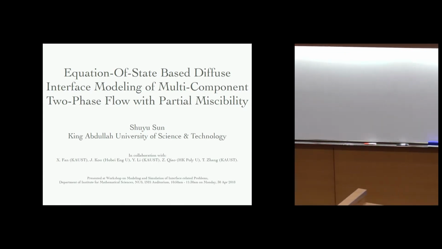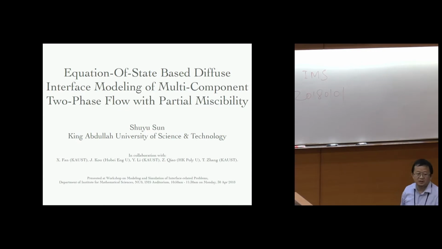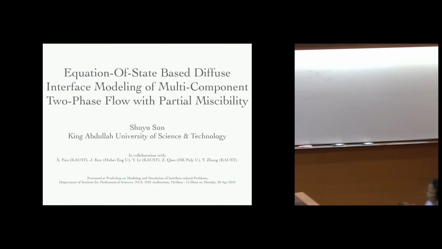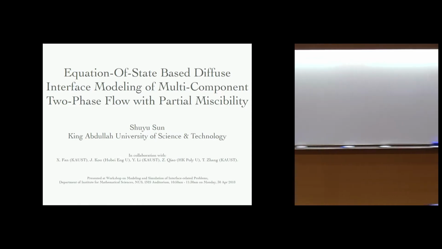Whenever you want to model partial miscibility, most likely you need to use an equation of state to calculate the solubility of the component in each phase. That makes the whole framework change. The good news is that once you incorporate a realistic equation of state, you can make the whole system thermodynamically consistent. That is also good for designing good numerical algorithms, because you don't have to face the inconsistency in the original, for example, Cahn-Hilliard equation approach.